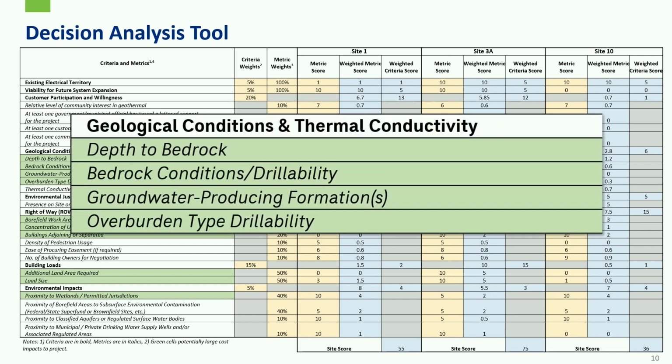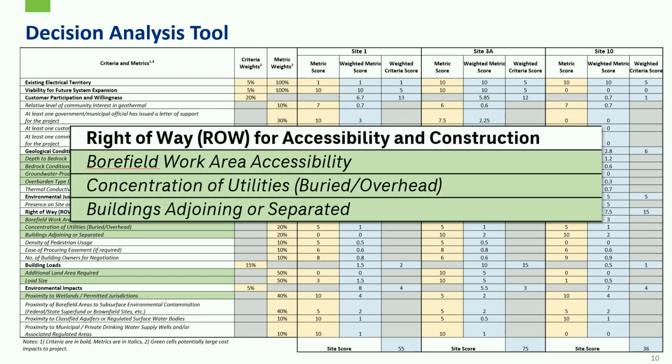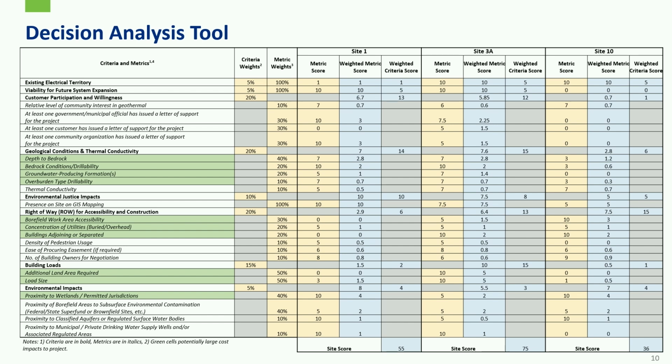So in the geology category, we're looking at depth to bedrock, the drilling conditions, the groundwater producing formations, and what's the drillability of the overburden itself. These are all going to get scored. I'm going to go back. So those get scored to roll up to the total score for what that area looks like, right? So that's sort of how the tool works.